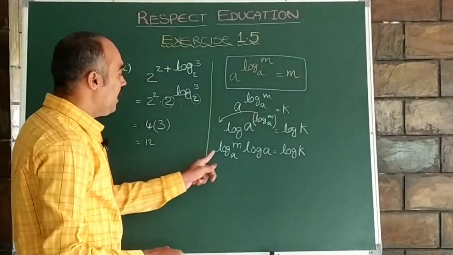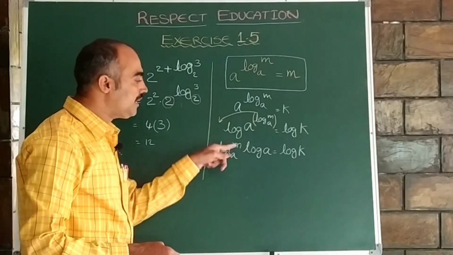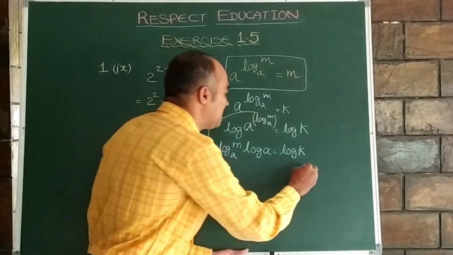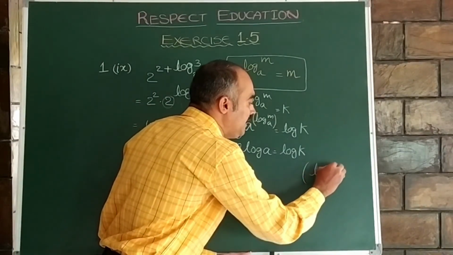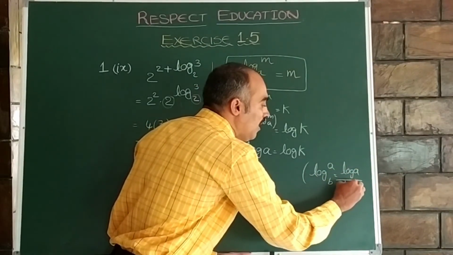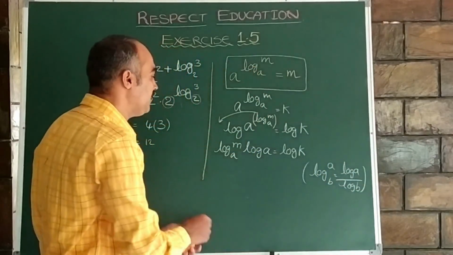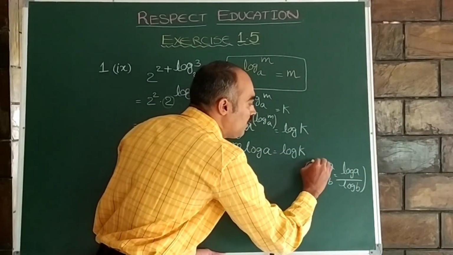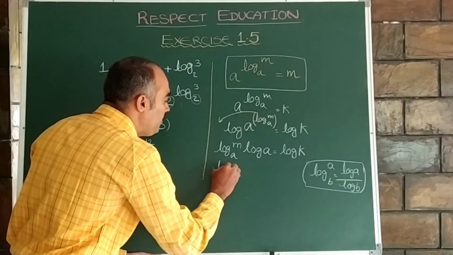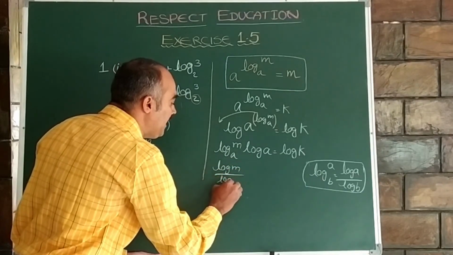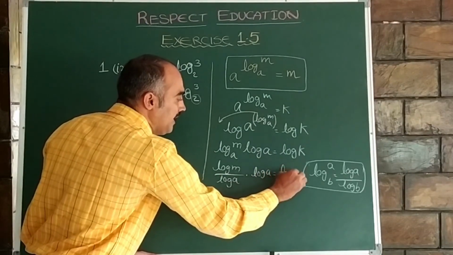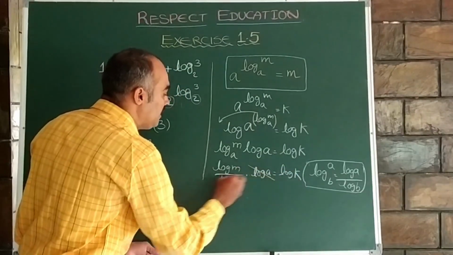Clear? Log a base b can be written as log a by log b. So here for log m base a, I am writing the formula, children. See, log a base b can be written as log a by log b. Based on that formula, we apply this formula for this step. It is log m by log a into this log a, equal to log k, right? Here you see log a gets cancelled.